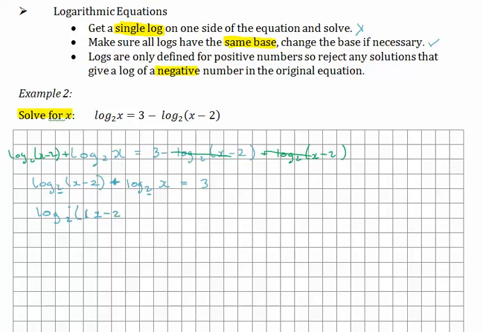So that's going to be log to the base 2 of x minus 2 multiplied by x, equal to 3. Okay, so we're going to go down to the next line and just get rid of these inner brackets. It'll give us x by x is x squared, x by minus 2 is minus 2x, and that's equal to 3. Again, log to the base 2 of x squared minus 2x. Can't do that in the calculator.